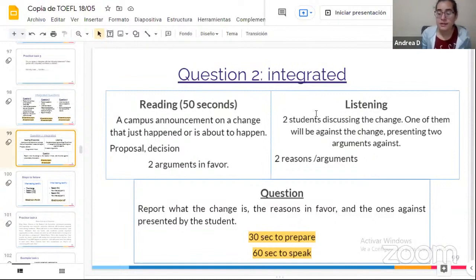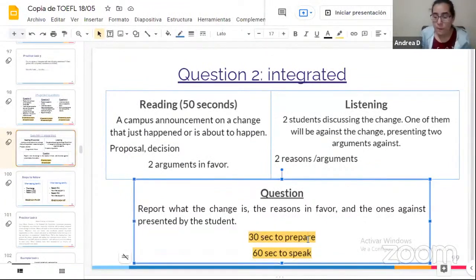You will be given 30 seconds to prepare your response, to organize your thoughts and ideas, to look at your notes, to reread the text if you want. And then you will have 60 seconds to speak, to deliver your response and summarize everything that you have read and listened to. So that's exactly what you have to do. First, you read for 50 seconds, you listen to a conversation, you get 30 seconds to prepare, and then 60 to speak.